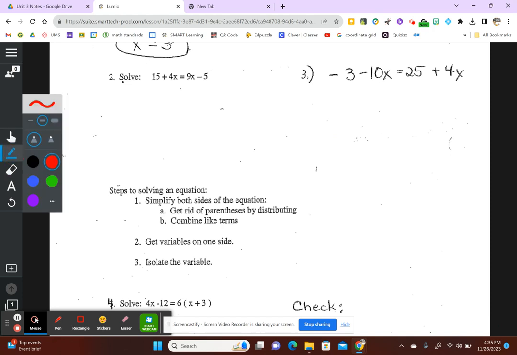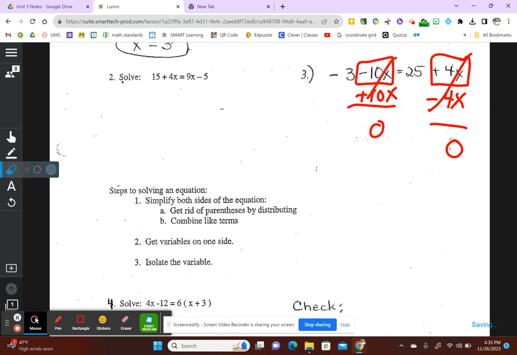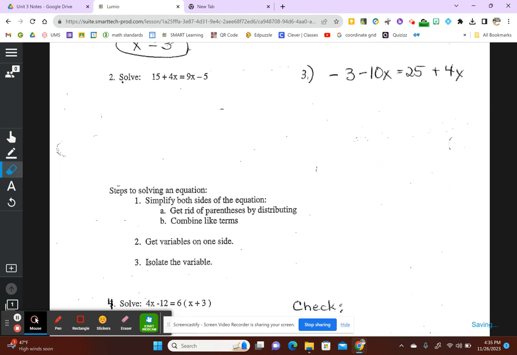So now let's look at the next one. So here I have a negative 10x and I have a positive 4x. And I want to zero out one of these. So my two options, and I won't do both at the same time, but either I'm going to subtract 4x from both sides to make this side 0, or I'm going to add 10x to both sides to make that side 0. Now, we're obviously not going to do both. So let's say we're going to add 10x to both sides so I can zero out the x's from this side.